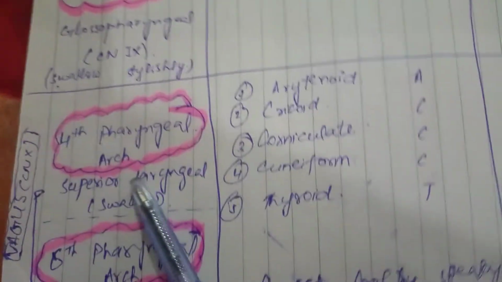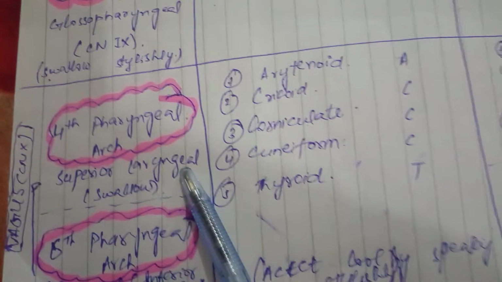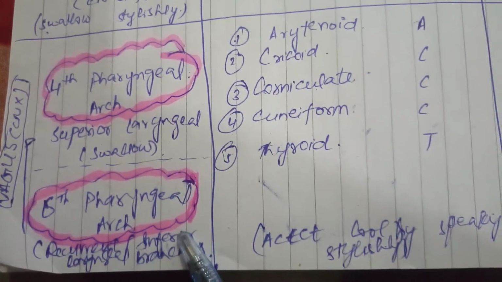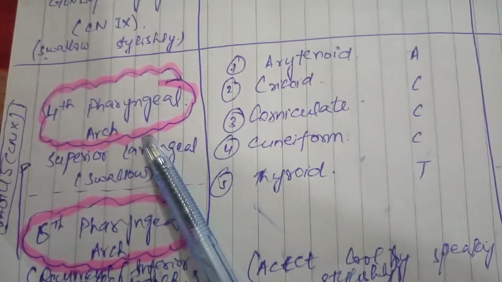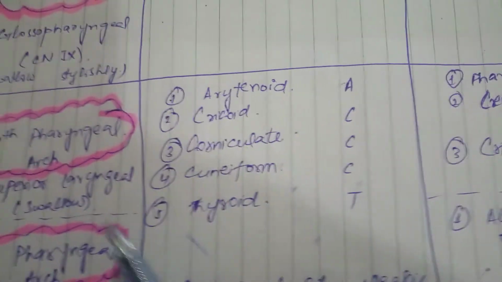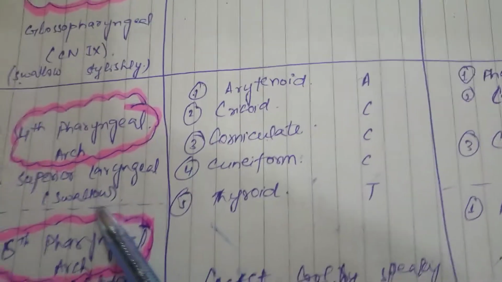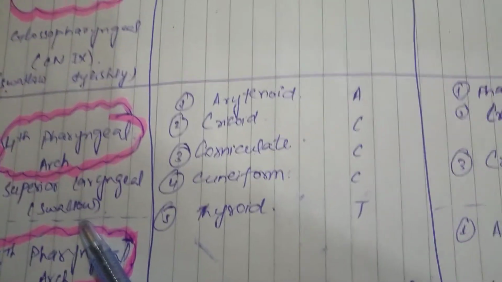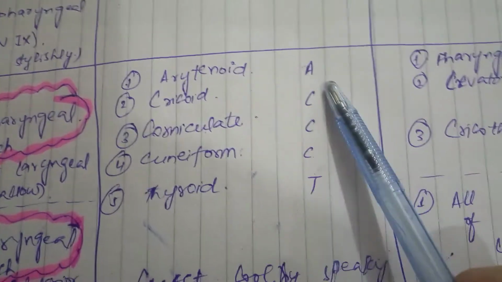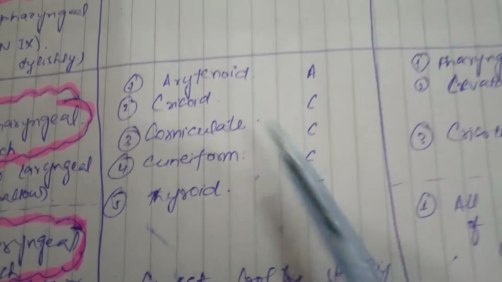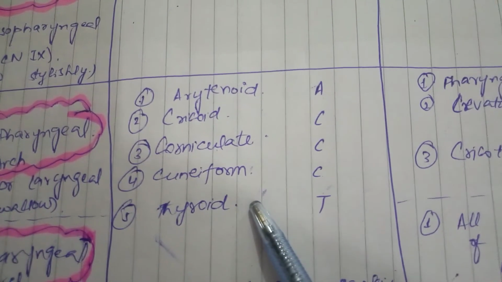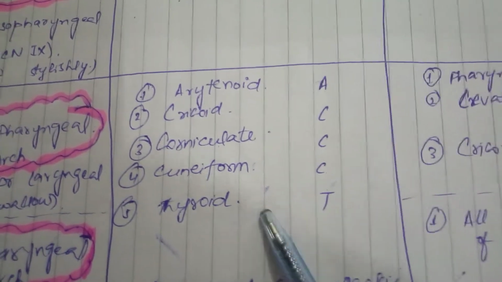And the last one, the fourth pharyngeal arch, is supplied by the superior laryngeal nerve, and the sixth pharyngeal arch is supplied by the inferior laryngeal, or the recurrent laryngeal. Fourth superior and sixth inferior. Now the cartilages derived from the fourth and sixth pharyngeal arches, both fourth and sixth, are the cool ACCCT: A for arytenoid, cricoid, corniculate, cuneiform, and thyroid. They all are together, and thyroid.